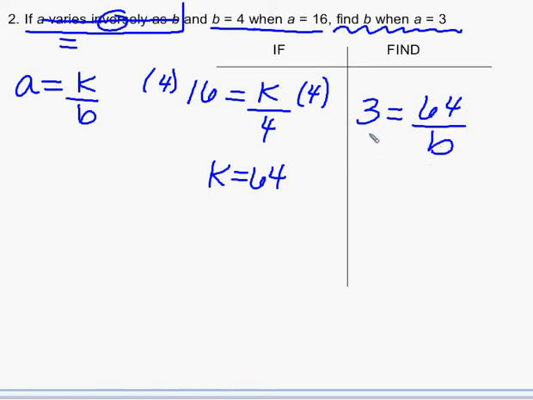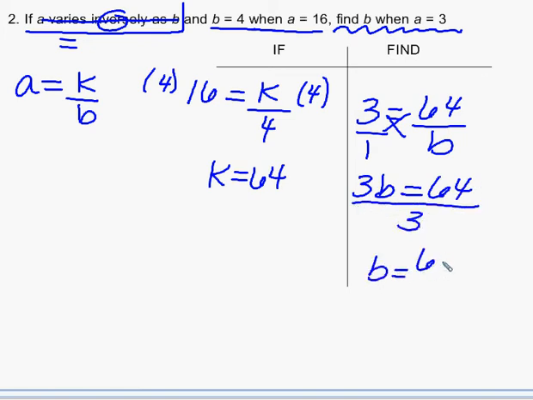The easiest way to solve for b is just cross multiply. Remember, 3 over 1 is a fraction. So you have your 3b equals 64, and then divide by 3. So you have 64 over 3 as your final answer.